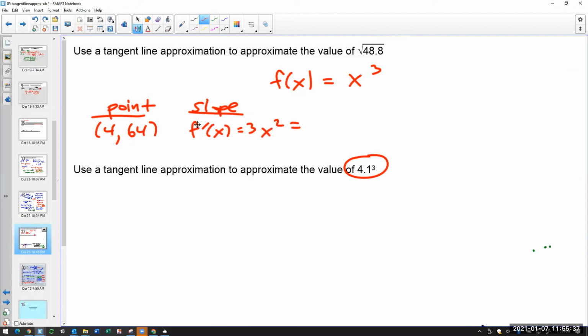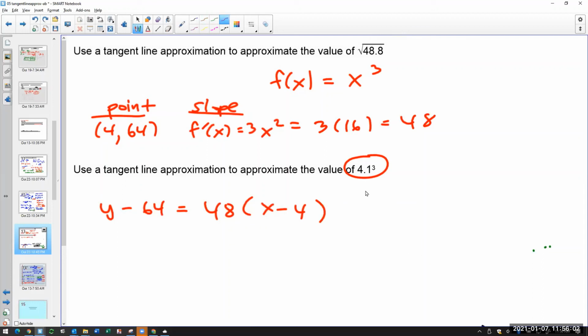What's my x? 4. So guys, remember, exponents before multiplication. So please don't multiply the 4 and the 3. It's got to be 4 times 4 first, then multiplied by the 3. Did you guys get 48? Nice. All right, write your equation of the tangent line. y minus y1 is equal to the slope times x minus x1.